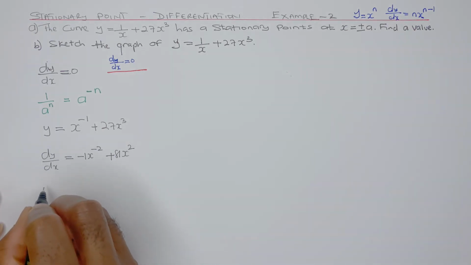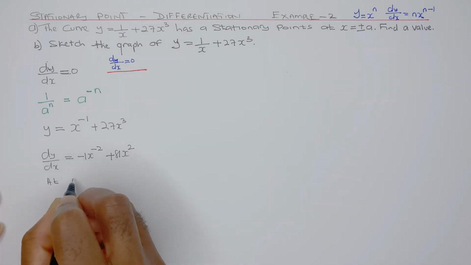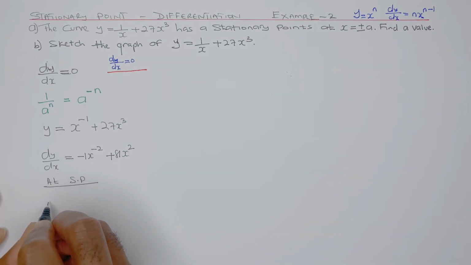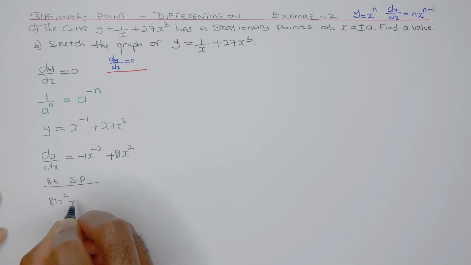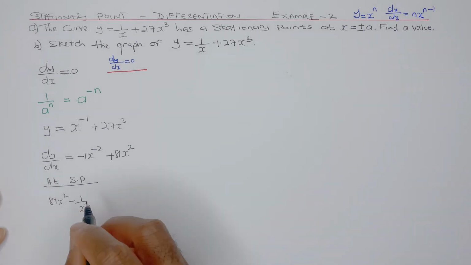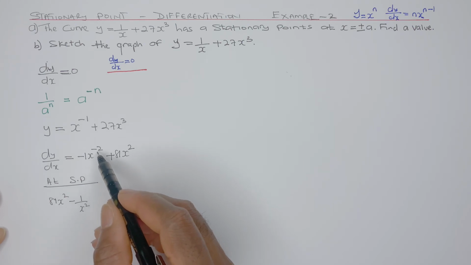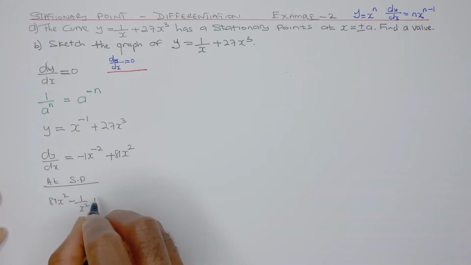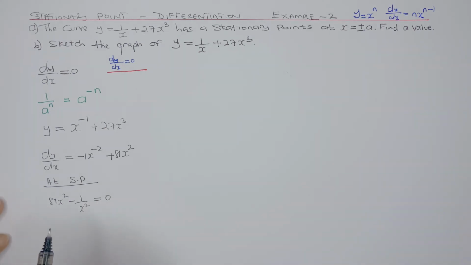At the stationary point, we know that 81x squared minus 1 over x squared, so I'll just rewrite it in that format, equals 0. That's the gradient equal to 0. If I multiply both sides by x squared, we get 81x to the power 4 minus 1 equals 0. I multiply both sides by x squared to get rid of the denominator. So x squared divided by x squared is 1, and x squared times x squared is x to the power 4.